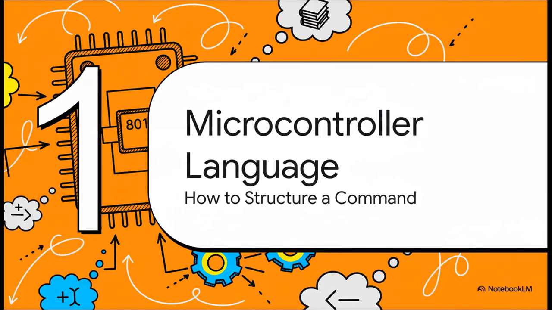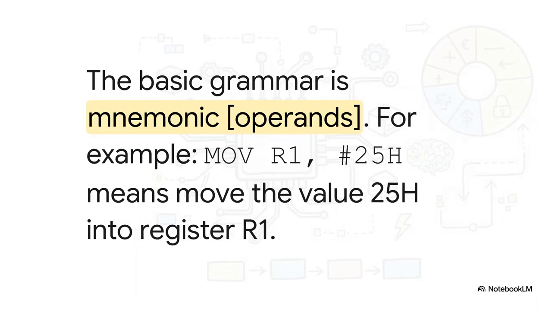All right, first things first. Let's look at how you actually structure a command in 8051 assembly. You know, just like any language, it's got rules, a grammar you have to follow to make sense. So, every instruction pretty much looks like this. You've got the mnemonic, which is the actual command verb, like MOV for move. Then you have the operands, which are the nouns, the things the command acts on. So an instruction like MOV R1, #25h simply means, hey, move the hexadecimal value 25 into a tiny storage spot inside the chip called register R1. Just think of registers as the chip's personal super-fast scratch pad.